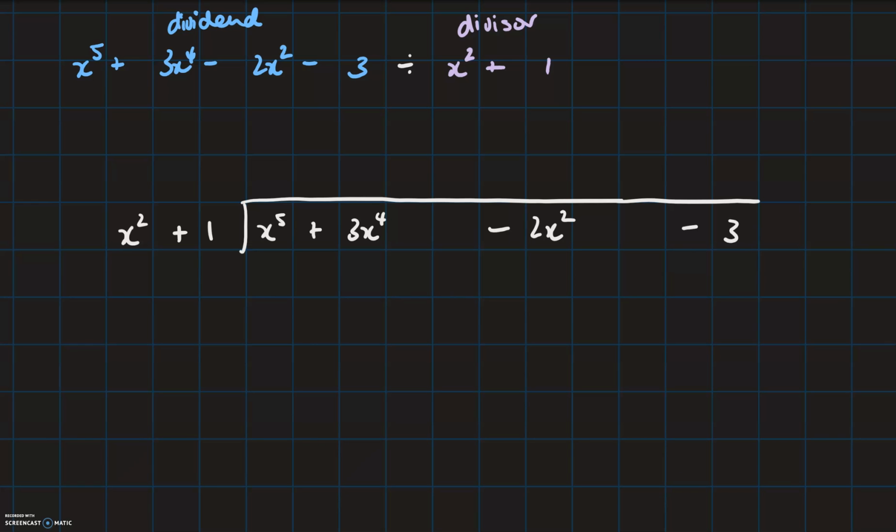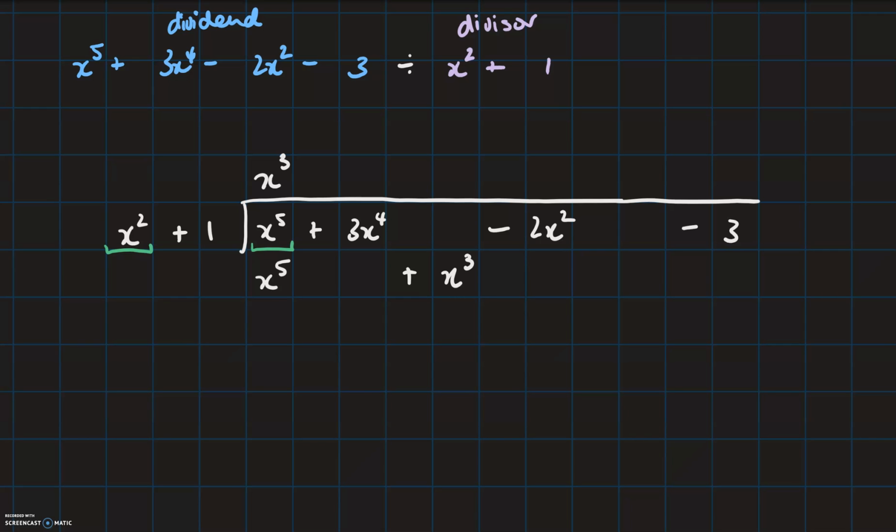Now, as I said before, we're going to start by looking at, okay, how many times does the leading term of my divisor go into the leading term of whatever's in my dividend that I'm dividing? So here I've got x to the power 5 divided by x squared, which will give me x cubed. So I'm going to multiply x cubed into my divisor. So I'm going to get x to the power 5. When I times x cubed into my divisor, I've got x to the power 5 plus x cubed.